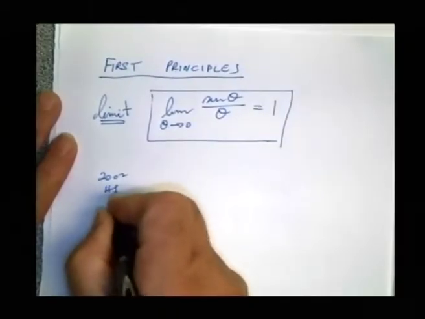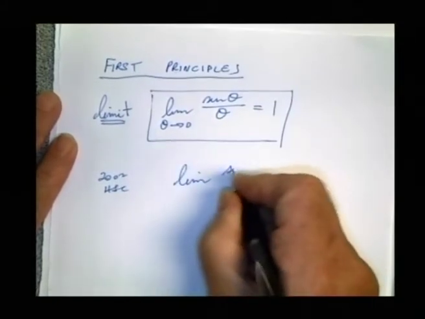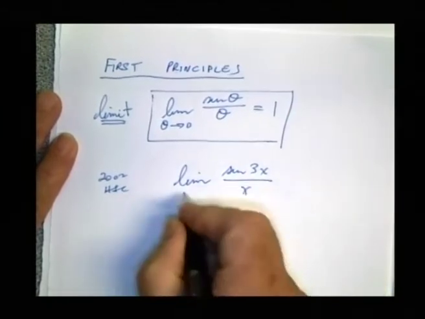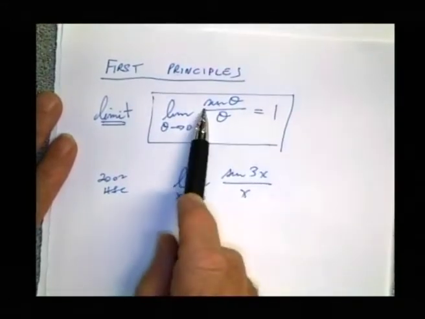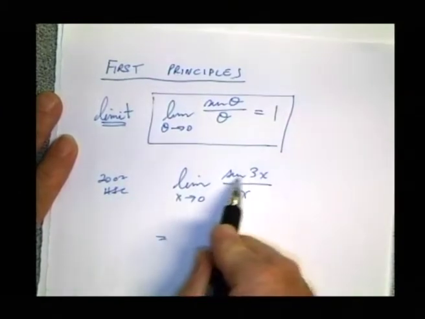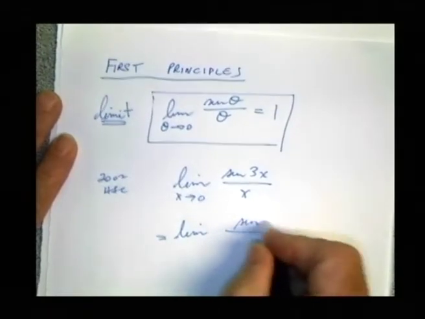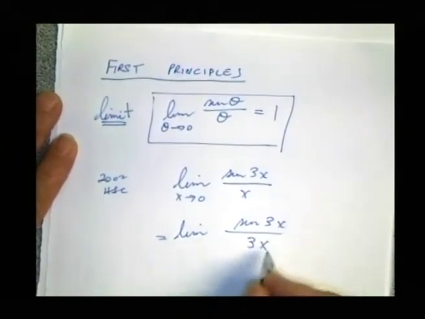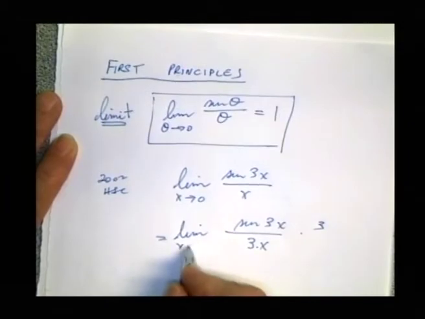I'll give you an example in 2002. This was the first question on the 2002 HSC paper. The limit of sine 3x over x as x tends to zero is equal to, now you must change this form into sine theta over theta as theta tends to naught. Each of those has got to be the same. You can't do anything with 3x, can't take it out. So we'll just manipulate sine 3x, you'll put 3x here, and if you put a 3 there, you'd have to multiply by 3, because they would cancel out.